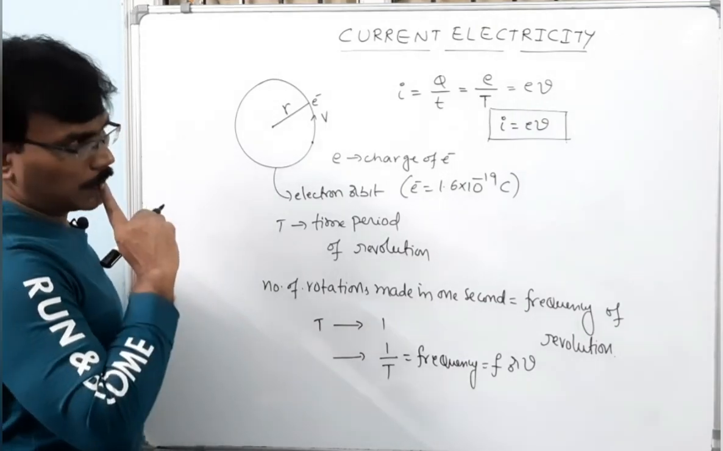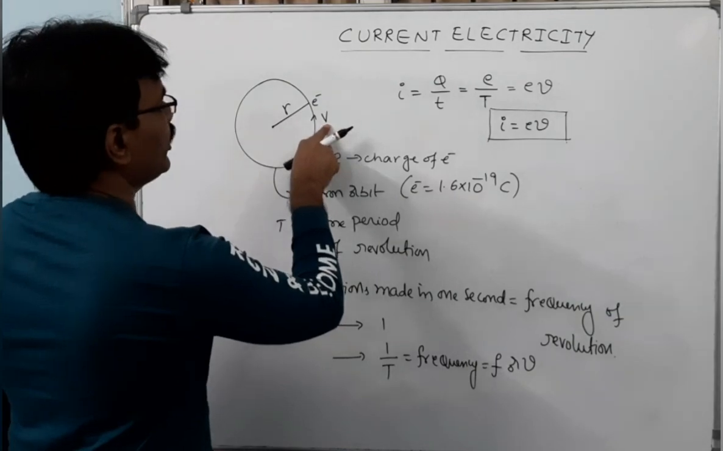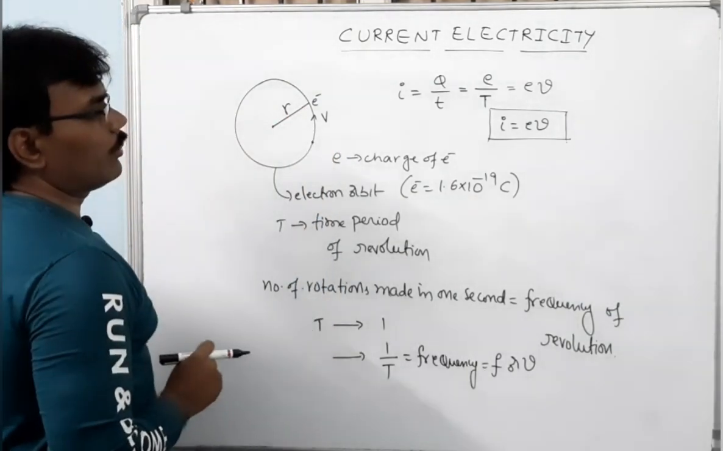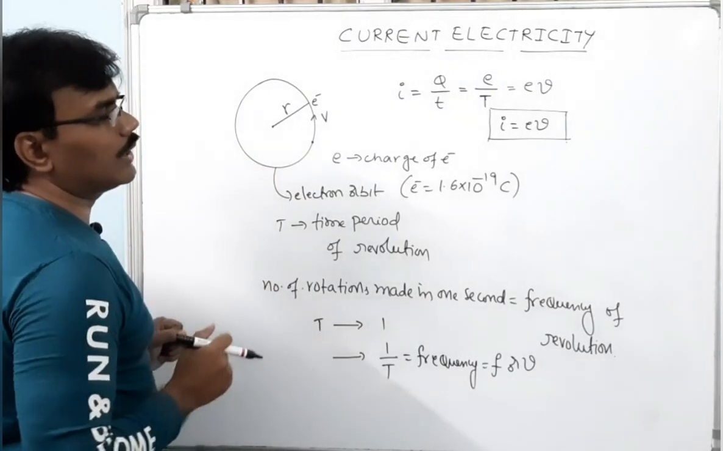But how do we find the time period here? We know only the velocity of the electron and the radius of the electron orbit. So in terms of the speed of the electron and the radius of the electron orbit, how do we find the electrical current?